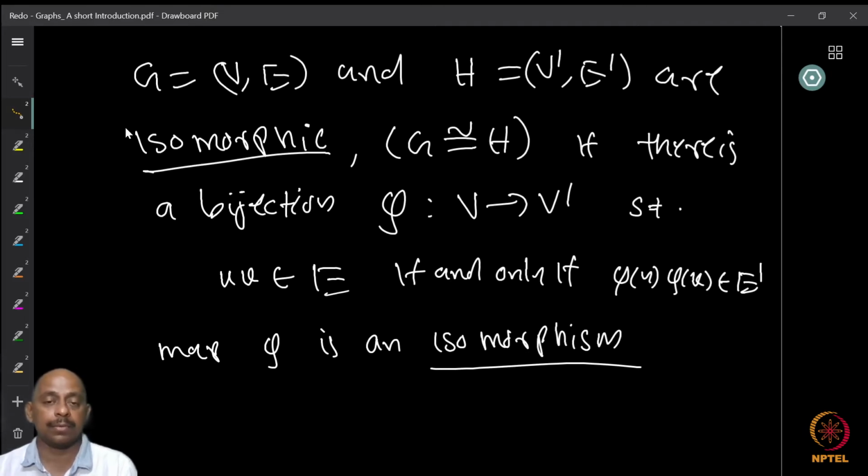And vice versa. If phi of U, phi of V is an edge, then we want UV to be an edge. And if there is no edge between phi U and phi V, then there is no edge between U and V in the graph G. If such a bijection exists, then we say the graphs are isomorphic, and this map phi is called the isomorphism. There could be several isomorphisms, but one such map is enough. If you have an isomorphism, then the graphs are isomorphic.